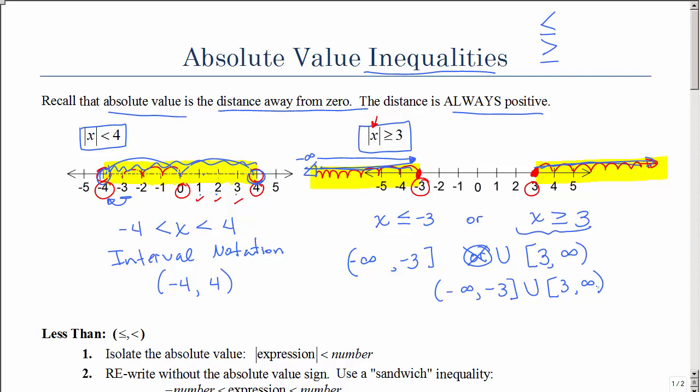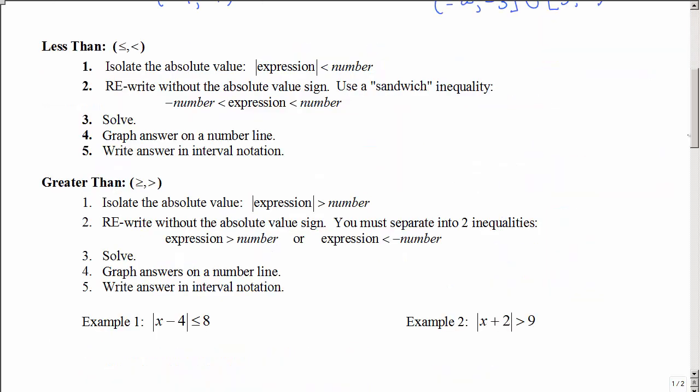The key part here is we have a sandwich here, in that x is in the middle, and over here we have an or statement because we can have one thing or the other. So let's break it down into a process. Again, you have to isolate that absolute value just like we did on the equation. And then we have to say, well, what is that symbol? Is the expression less than or is it greater than? If it's less than, we use that sandwich inequality.